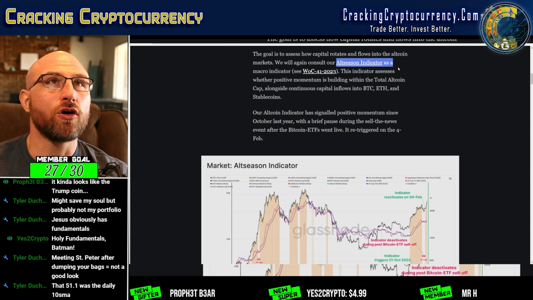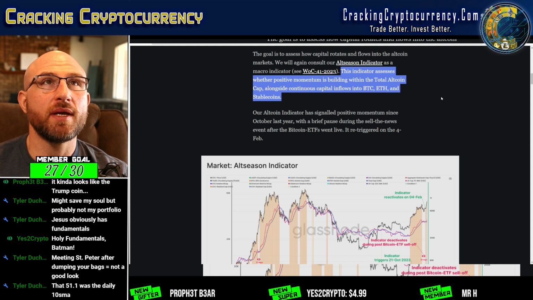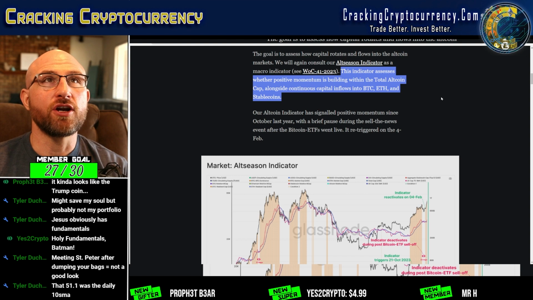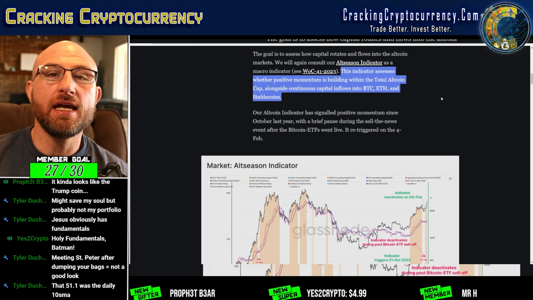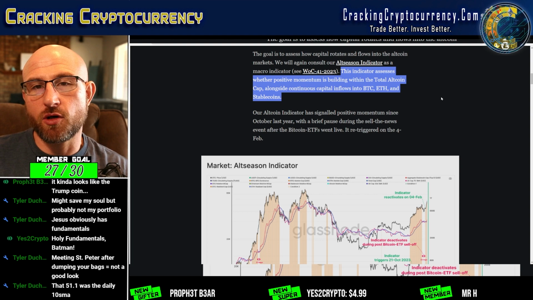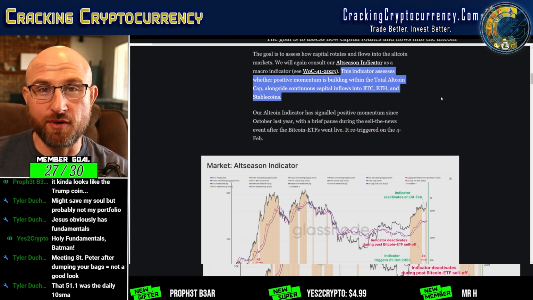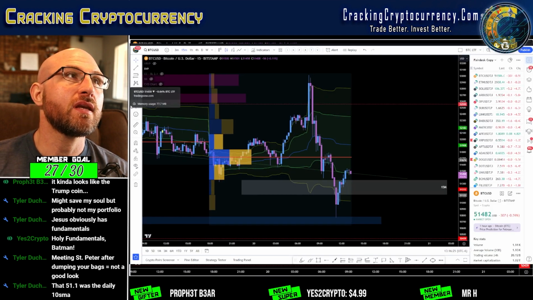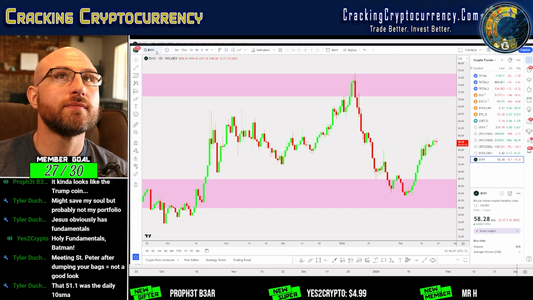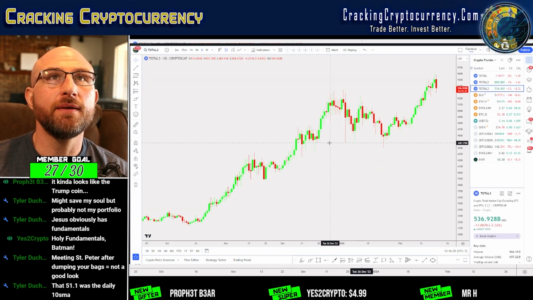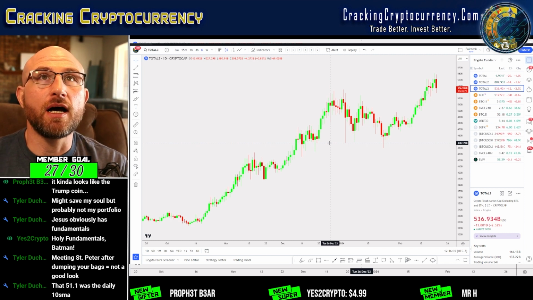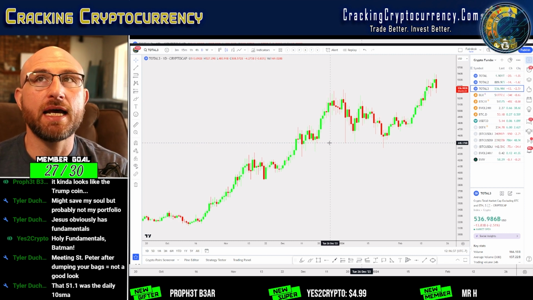And then again, they of course have their alt season indicator as a macro indicator. This indicator assesses whether positive momentum is building within the total altcoin cap alongside continuous capital inflows into BTC, Ethereum, and stablecoins. So what they want to see is not only the alt season market capitalization rising, right? Total 3. And of course, we can look at Total 3 very easily. Total 3 lives over here. You can see Total 3 is hovering north of $500 billion, $536.95 billion as of the time of recording.